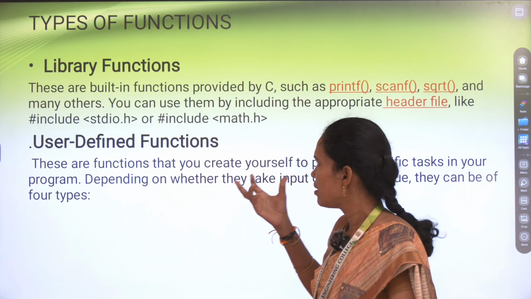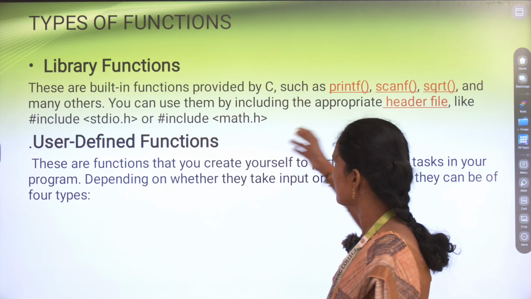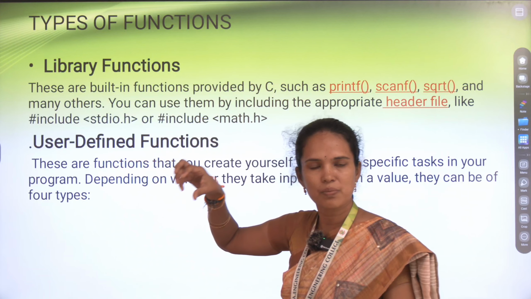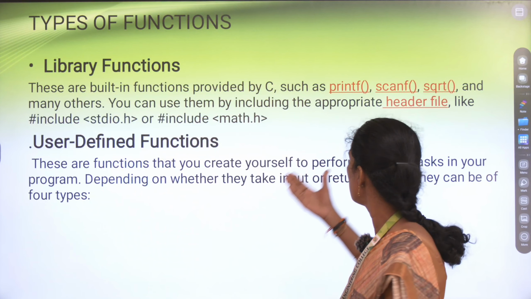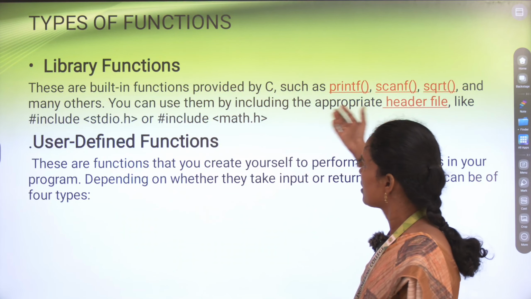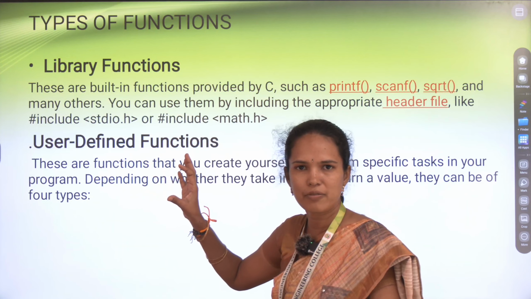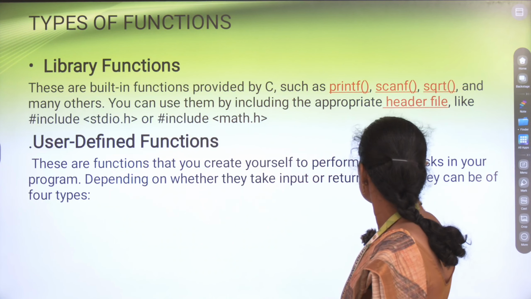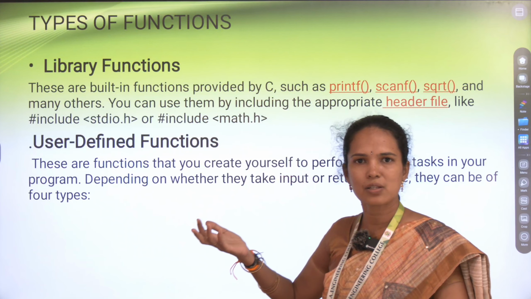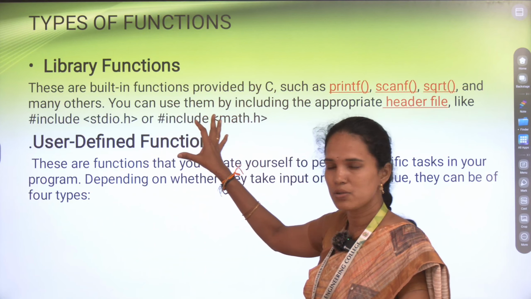That means if you want to use input output in your program, like printf and scanf, this library file has to be added. This header file has to be added in the program so that you can use printf and scanf. So these are all predefined functions. You just add this library file and you can use printf, scanf, square root, then header file math.h, whatever you want. That predefined function will be used there.